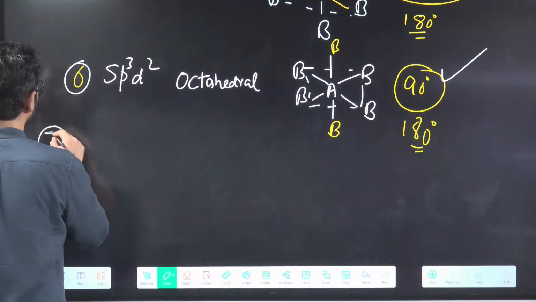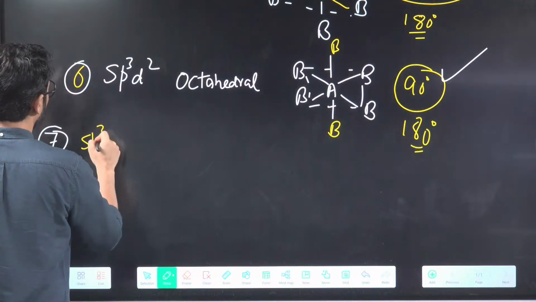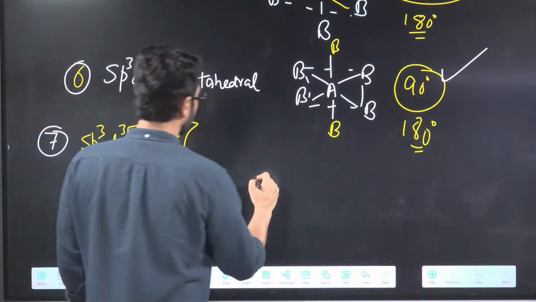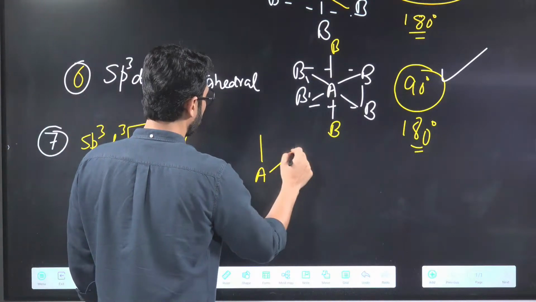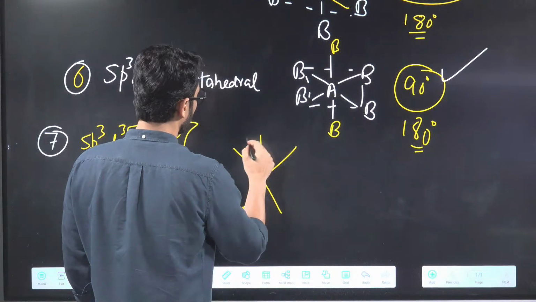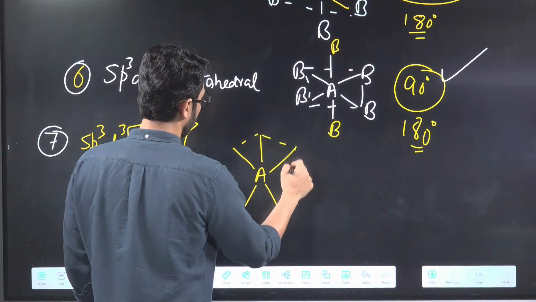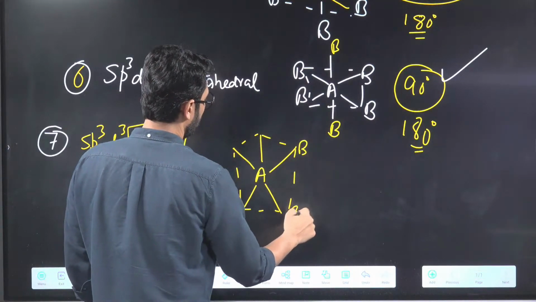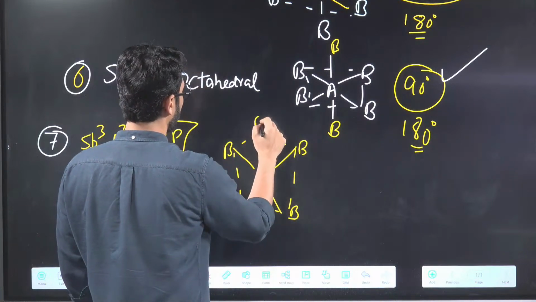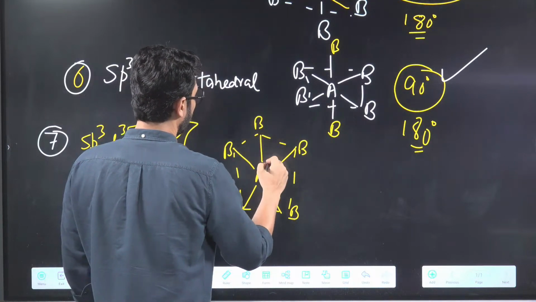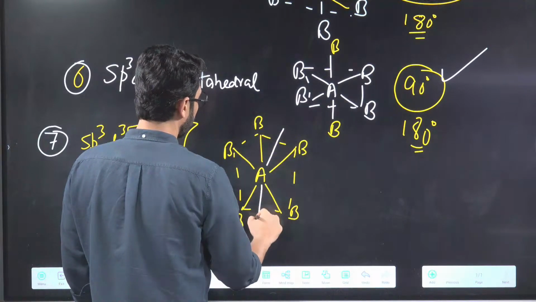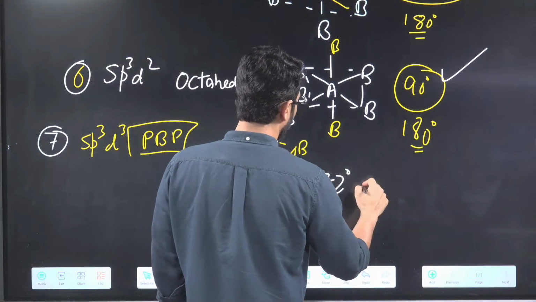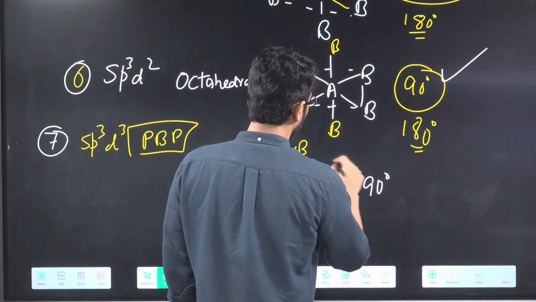Then take number 7, sp3d3. Last class we have discussed pentagonal bipyramidal. In this case, central atom A, just like pentagon. These are 5 bonds in same plane and one bond above the plane, other below the plane. So here bond angle 72 degree which are in the plane and perpendicular 90 degree.